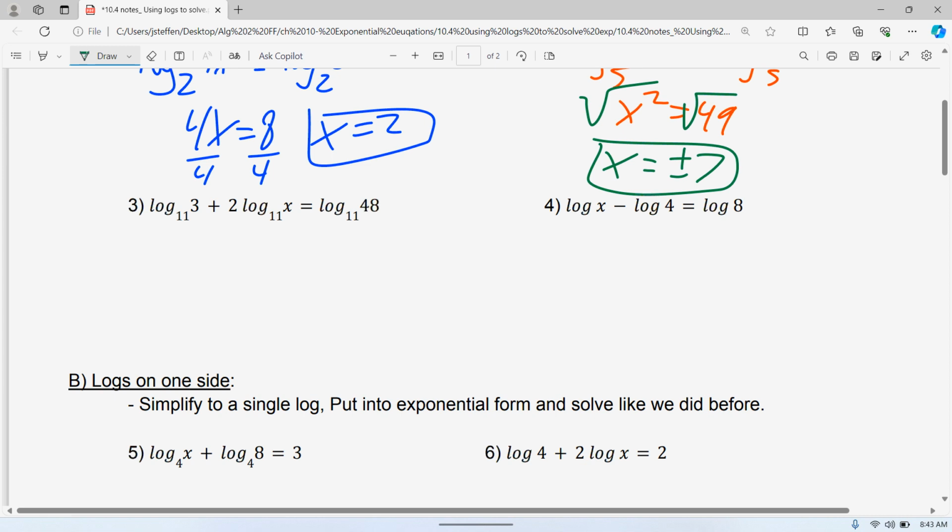So again, it's a little bit busier, but still same steps. I put the 2 up as an exponent. So this is log base 11 of 3 plus log base 11 of x squared is equal to log base 11 of 48. Now we can combine the 3 and the x squared since it's plus. We are multiplying those. Log base 11 of 3x squared.